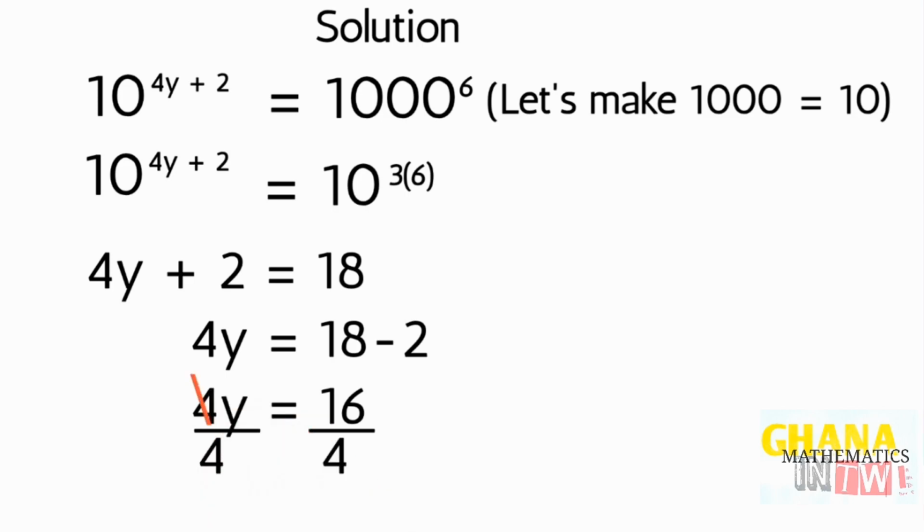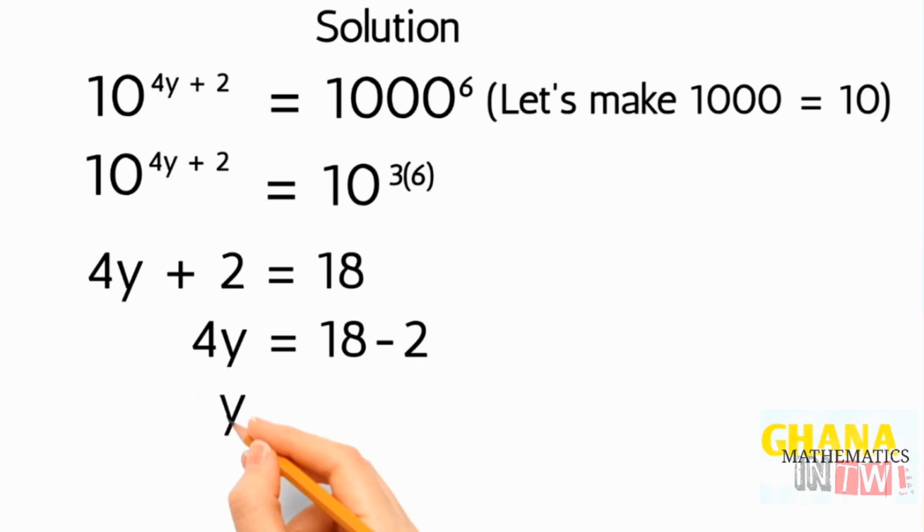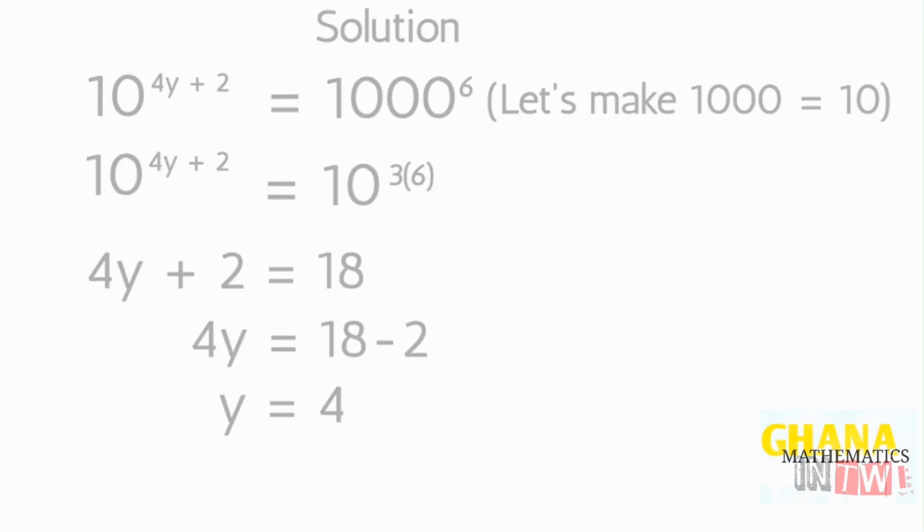But since we want the value for y, we can divide both sides by 4, so that 4 will take away 4, and y is equal to 16 over 4. And 16 over 4 is 4, because 4 times 4 will give us 16. Therefore, we can say that y is equal to 4. 4 goes into 16 4 times. So y is equal to 4.